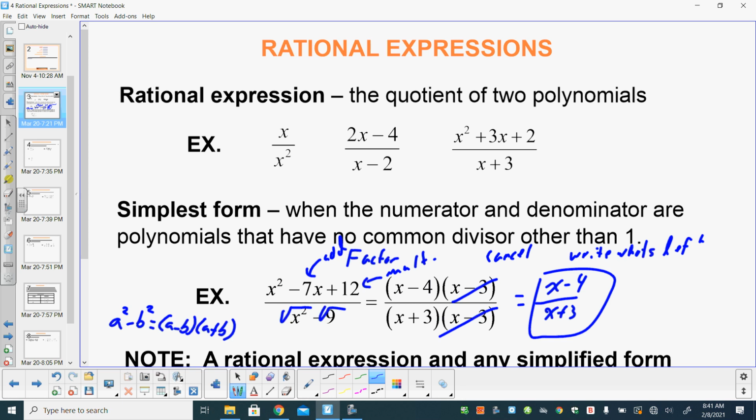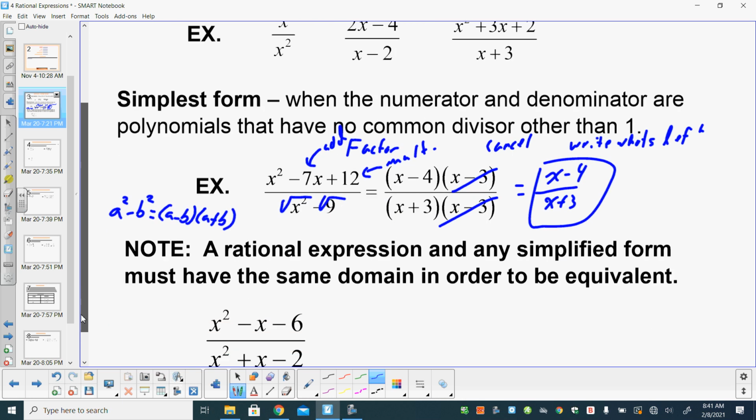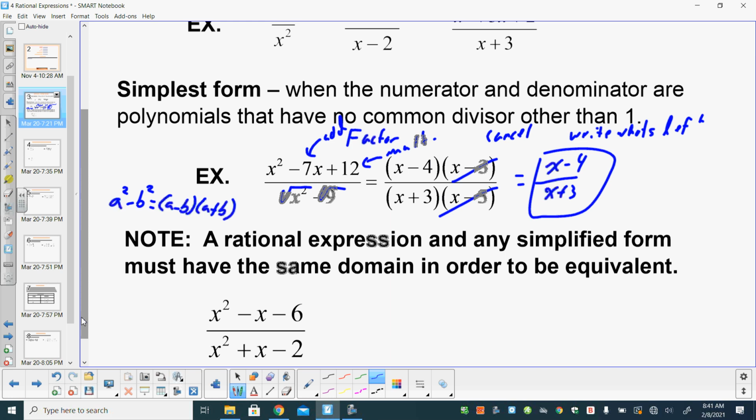All right. So please note, a rational expression and any simplified form must have the same domain in order to be equivalent. What that means is the way you can check your answer. You can plug the original equation into the graph and plug your answer into the graph, and if you get the exact same graph, you did it correctly. Because you're not changing the value of the expression, you're just simplifying it. So it should, in fact, just be the exact same function.